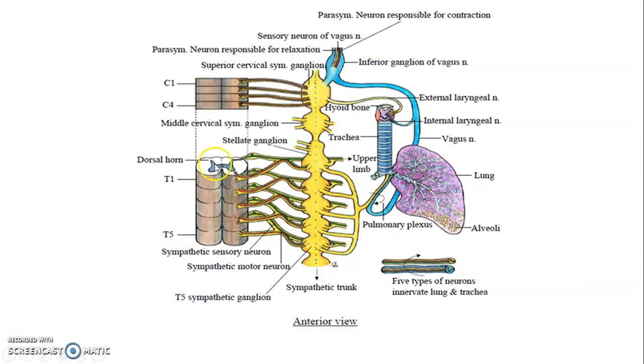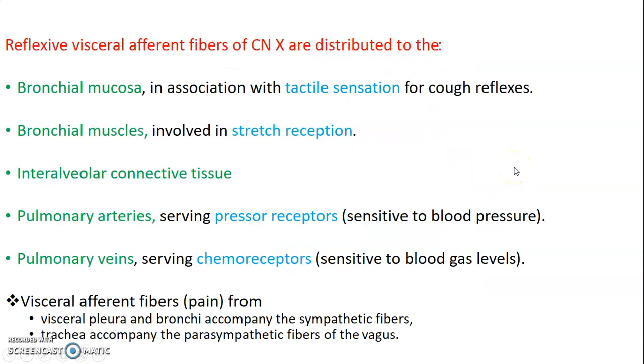So this image just shows you this is a sympathetic ganglion, will give branches to the lungs, but remember the vagus nerve will also give the parasympathetic component to the pulmonary plexus that will supply the lungs. So you have reflexive visceral afferents from vagus. They'll get to the bronchial mucosa, okay? They'll get to the bronchial muscles, to the connective tissue, to the pulmonary vessels, arteries, and veins.